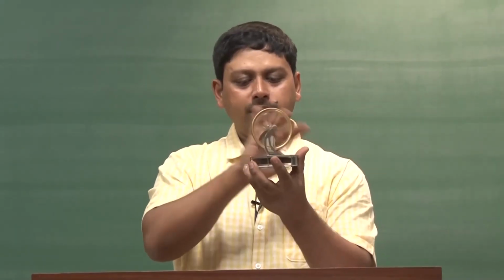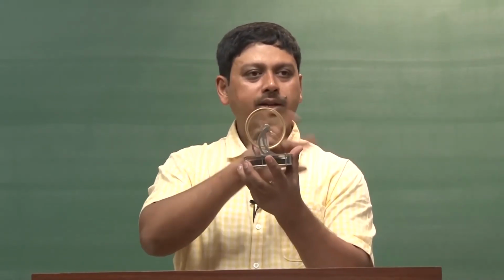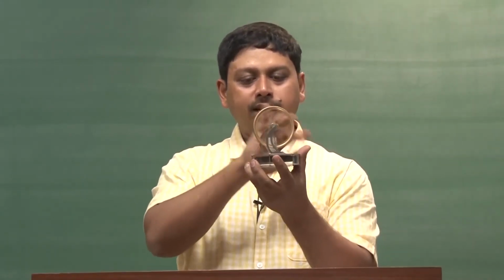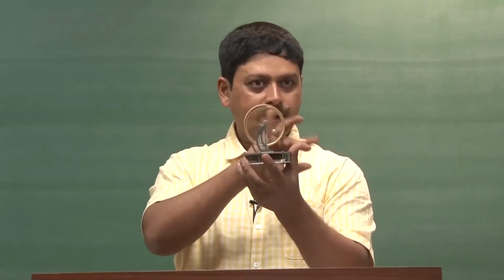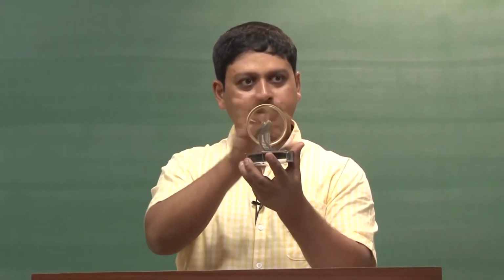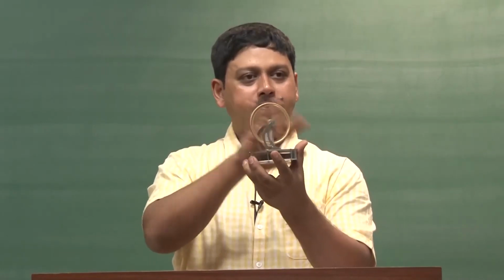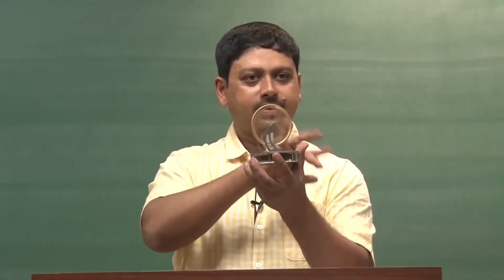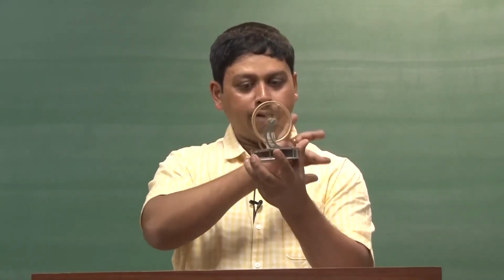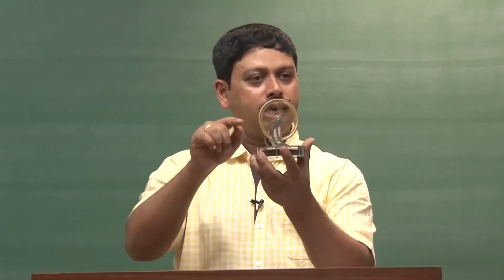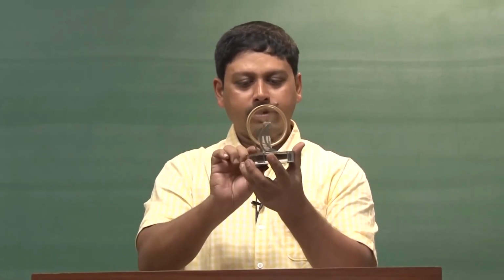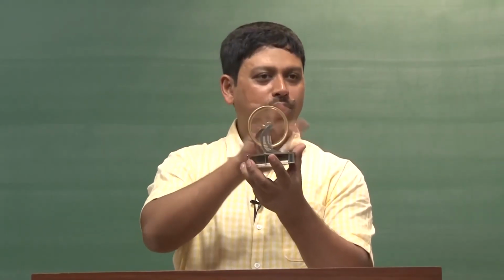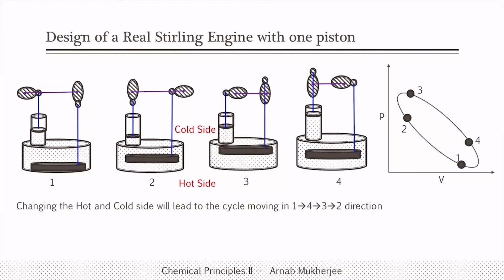So, right now, can you tell me whether the top plate will be hotter or the bottom plate will be hotter? I am moving it in a clockwise manner. Yeah. So, if you do that, the bottom plate is going to be hotter, because the flow of heat has to be from here to here in order for it to rotate in a clockwise manner, but probably we have to do it for a long time. Yeah. So, as I said, changing the hot and cold side will lead to the cycle moving in 1 4 3 2, which is currently happening now.